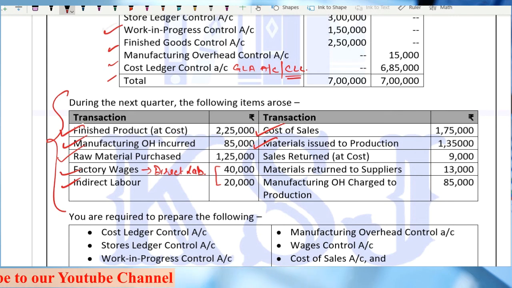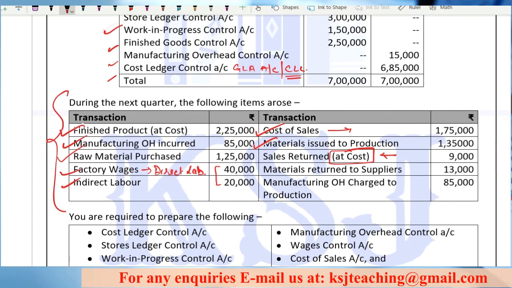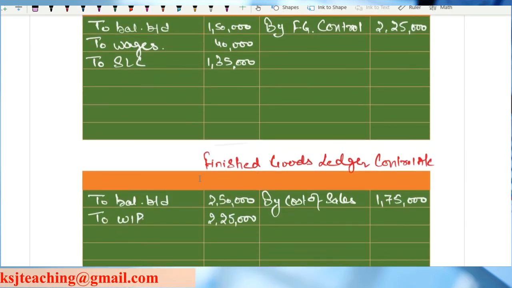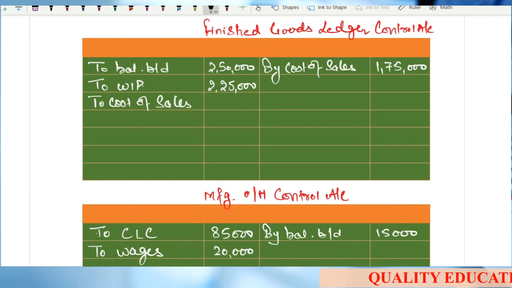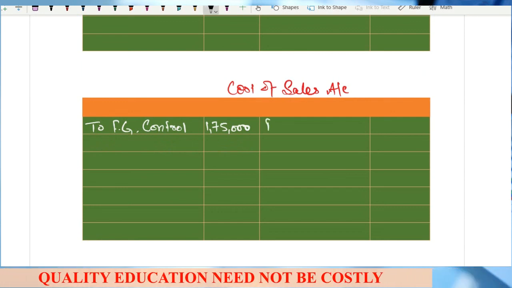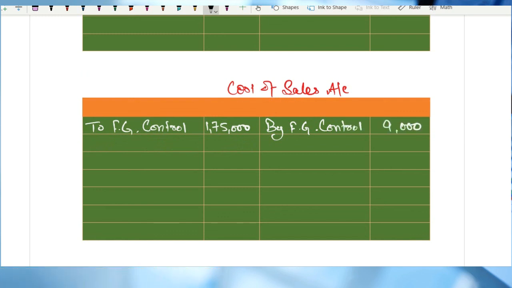Now, sales return at cost, it is given at cost. That means this is where we sold at cost and this is the return at cost. If it is a return, my finished goods stock will increase 9,000. So the entry in the finished goods account will be finished goods to cost of sales, right? So here I will write to cost of sales. How much? 9,000. And in the cost of sales account, I will write by FG control 9,000. Clear? Any doubts?